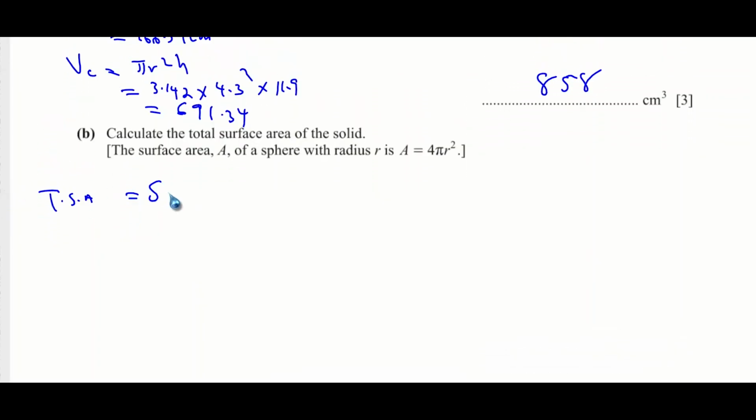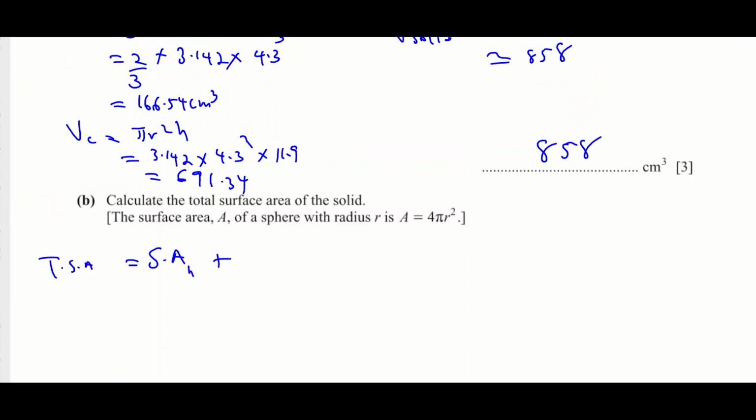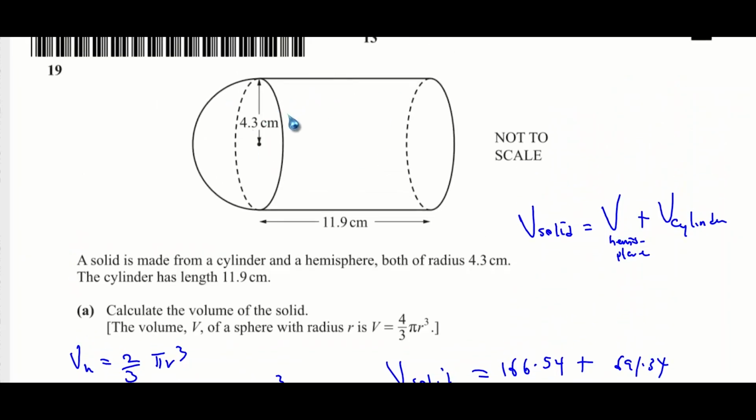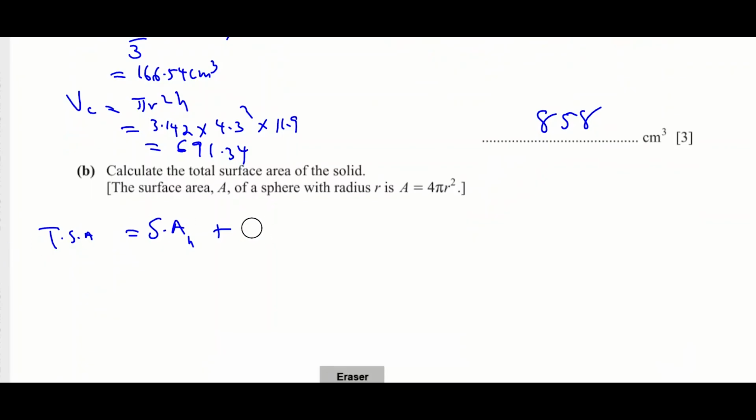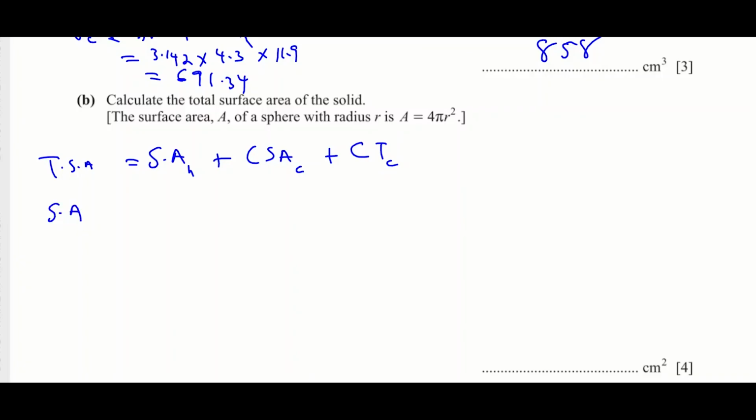It will be the surface area of the hemisphere plus the curved surface area of the cylinder. So the curved surface area of the cylinder is 2... Okay, let's say the curved surface area of the cylinder plus the area of the circular top of the cylinder. Okay, so let's get this. The surface area of the hemisphere will be equal to... the surface area of the sphere is 4 pi r squared. So for the hemisphere it will be 2 pi r squared.